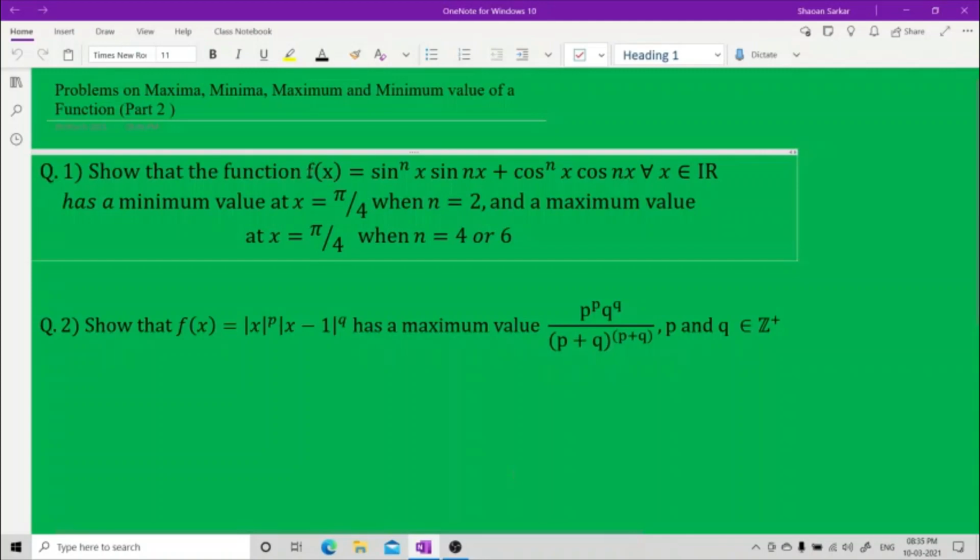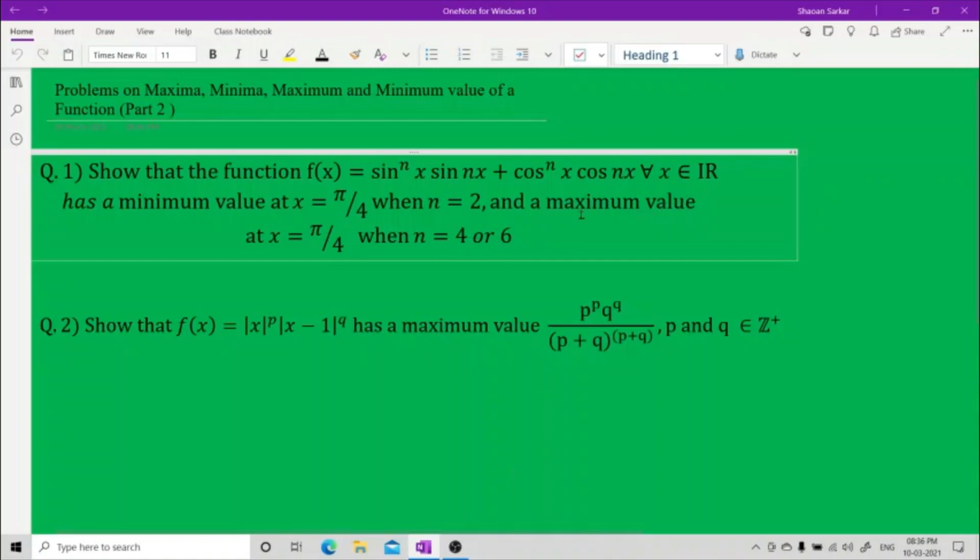second derivative at x equal to pi by 4 when n equals 2, the second derivative of this is greater than 0. The second derivative greater than 0 होगा जब x क्या होगा, pi by 4 होगा और n की वैल्यू 2 होगी, और ये second derivative would be less than 0 at x equal to pi by 4 when n equal to 4 or 6 in order to show maximum value.